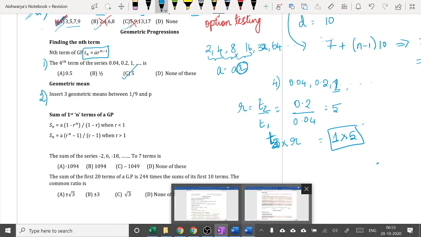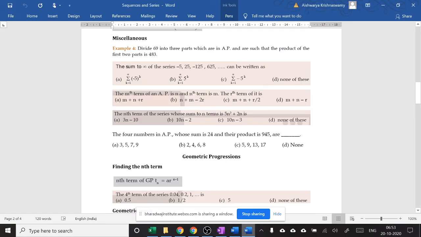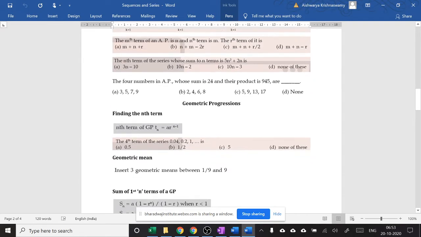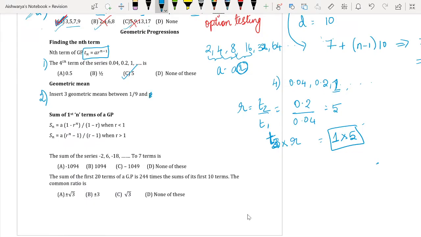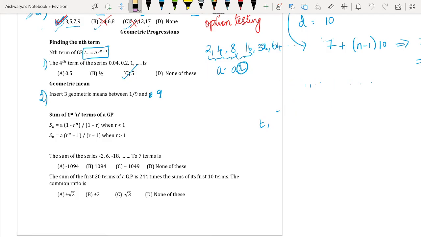Next question, some typo error. 1 second, let me see what is the question. Between 1 by 9 and 9. The question is 1 by 9 and 9. So shall we do this? Insert 3 geometric means between 1 by 9 and 9.